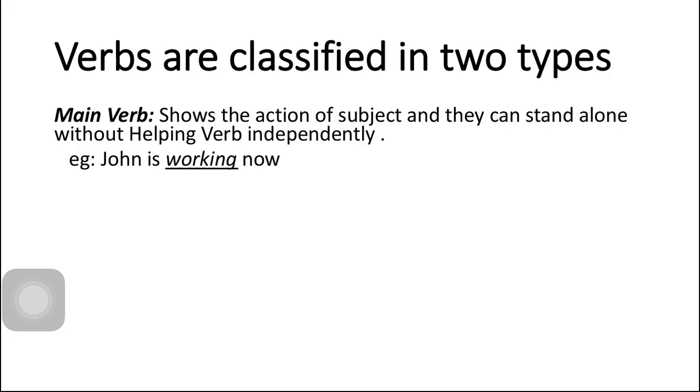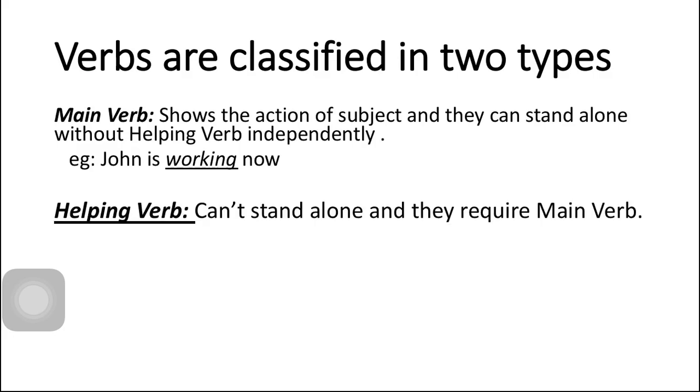As we consider this sentence, there is a helping verb, but we are focusing on the main verb, that's working. Working is the main word. So the main verb definition itself says that it can stand alone or independently without any help of a word. So those words are known as the main verbs.